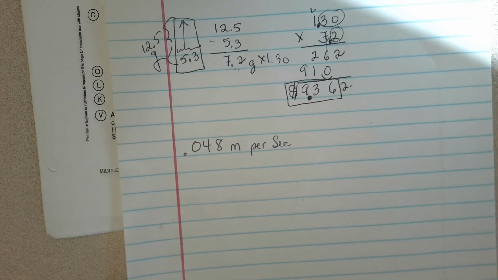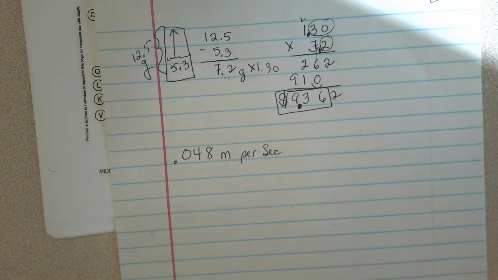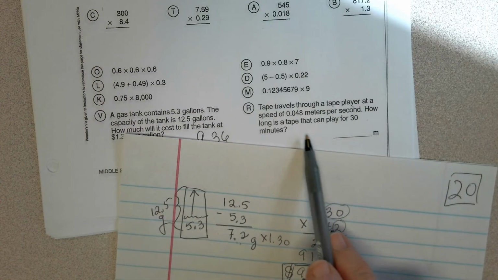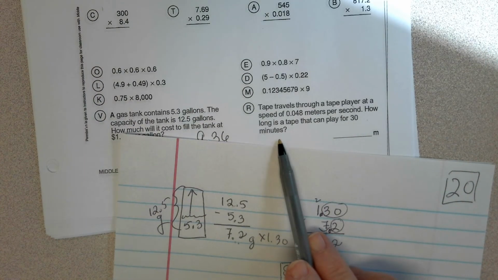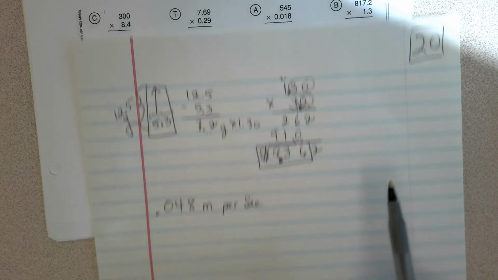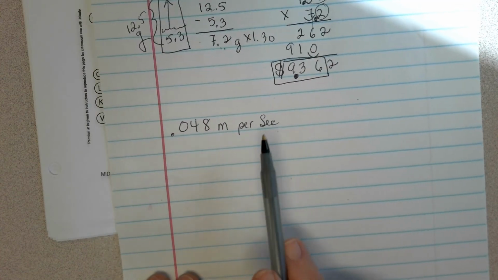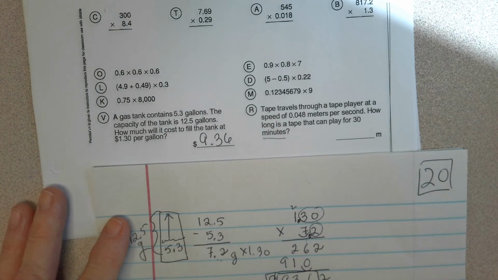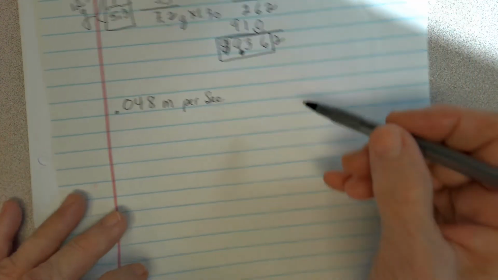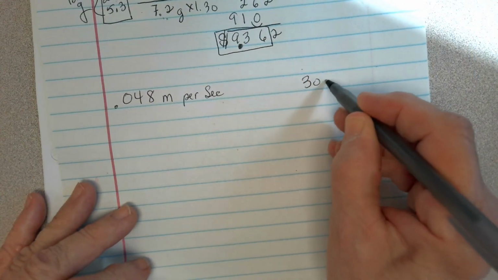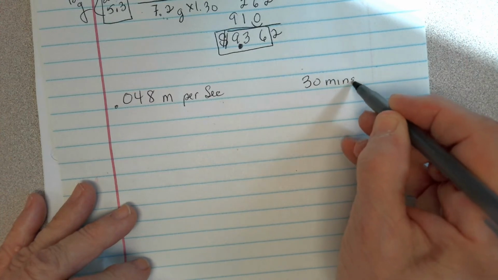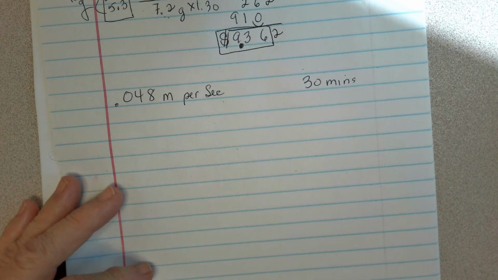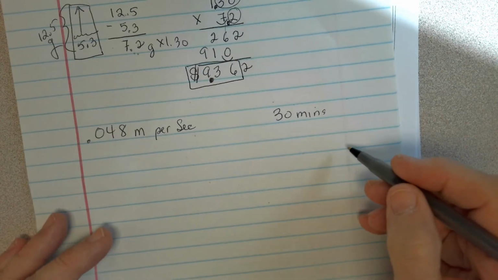Yeah, can we finish this one problem real fast? We'll get through it. What do we have to do? The problem says it's going to play for 30 minutes, but they gave it to us in seconds. So guess what I have to change the minutes to? Seconds. So we've got to change 30 minutes to seconds. How many seconds are in 1 minute? 60.